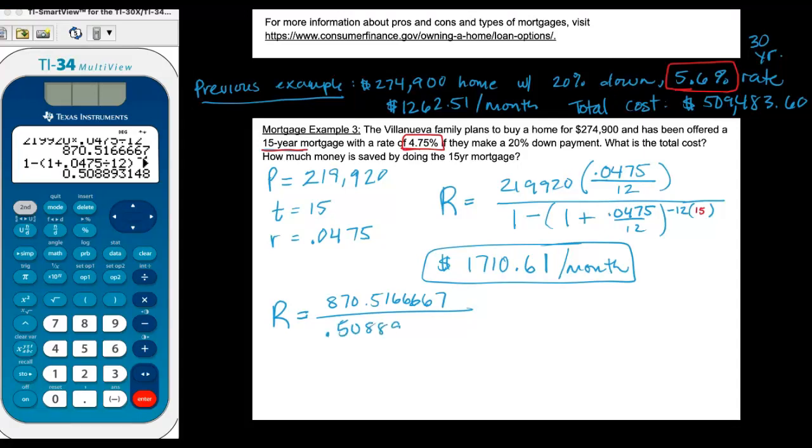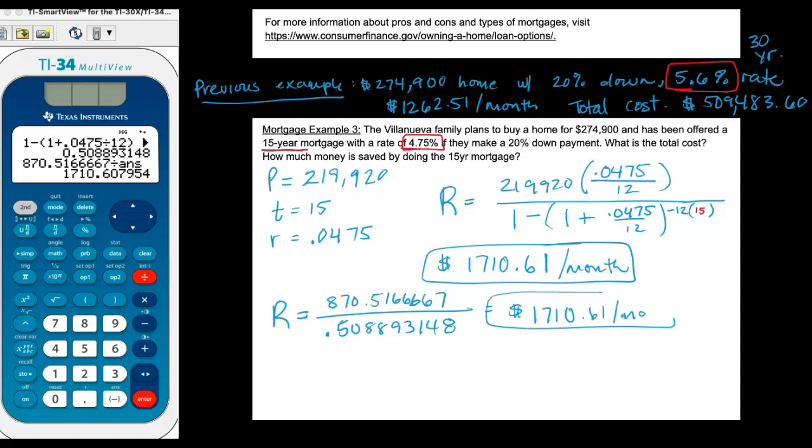I don't round at all until the very end. Okay, so now I punch those both in. 870.51667, divided by, now you could type this all in or press second and that answer button, which is typically on most scientific calculators and graphing calculators. And we get the same monthly payment that we did before. So either way, same monthly payment.